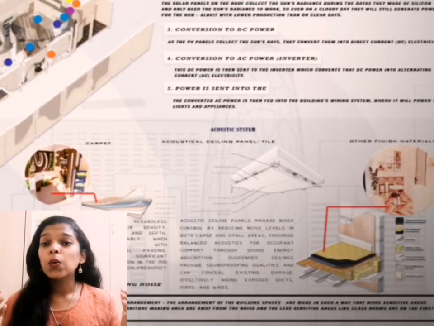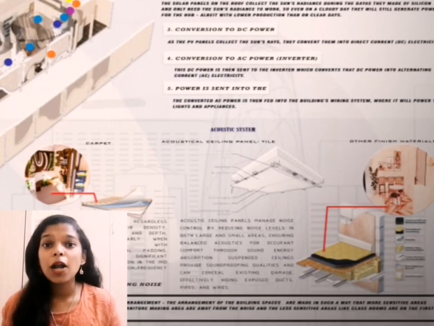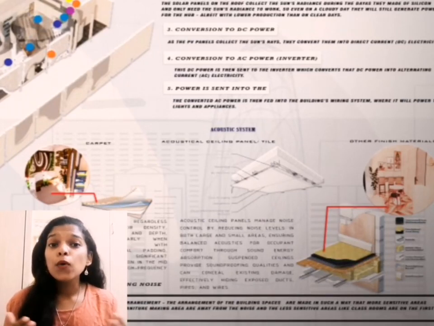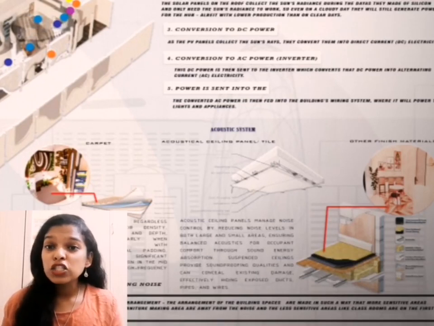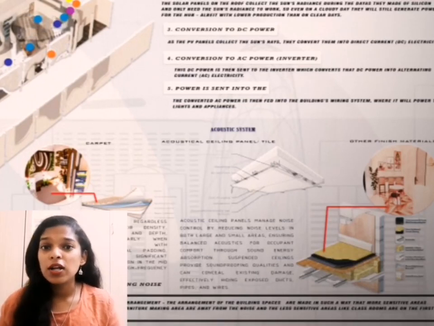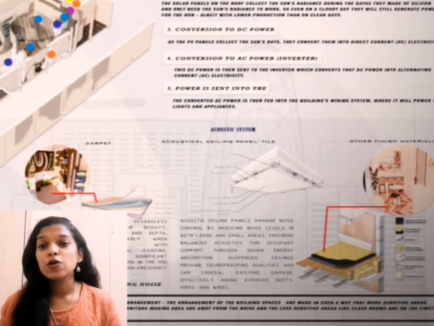And also, for blocking noise, we have implemented the room arrangement. The arrangement of the building spaces is made in such a way that more sensitive areas like the furniture making area are away from the noise, and the less sensitive areas like classrooms are on the first floor.